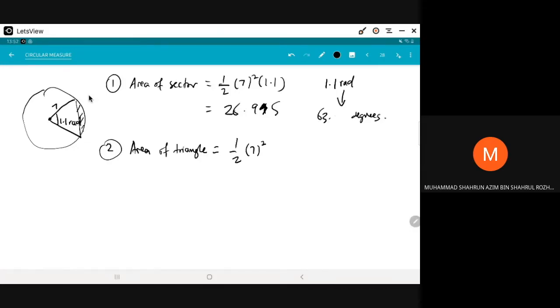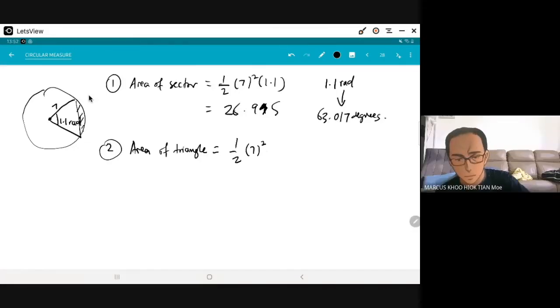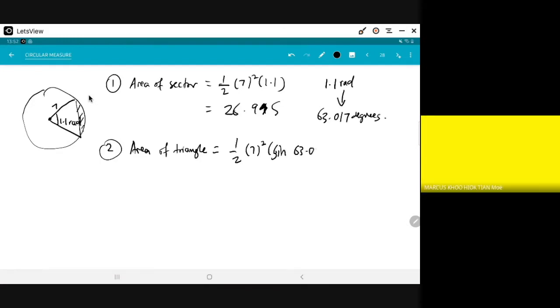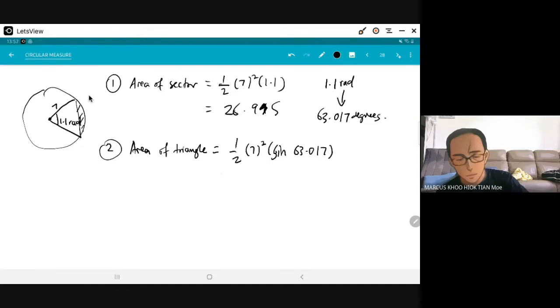63.017. Okay, so sine 63.017. If I make a mistake, please tell me. Okay, calculate this please. Sine 63.017.